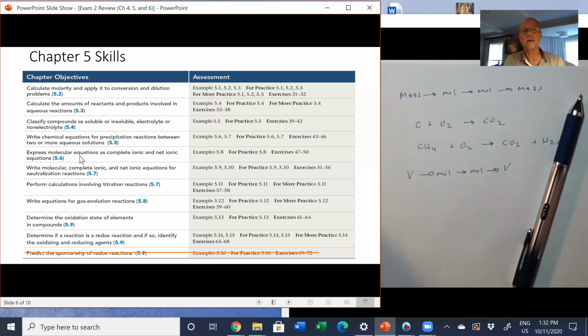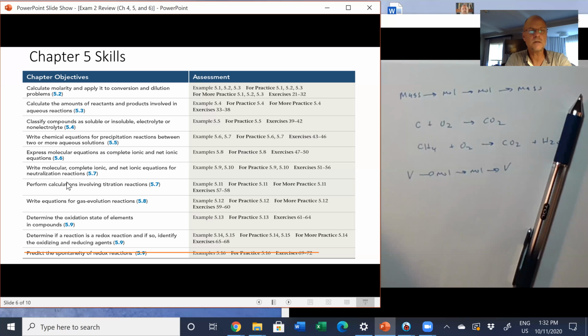Be able to write the molecular equation, complete ionic equation, and net ionic equation for all these types of reactions. Be able to write molecular, complete ionic, and net ionic equations for neutralization reactions. That's acid-base reactions, right? Acid, base, water, salt.